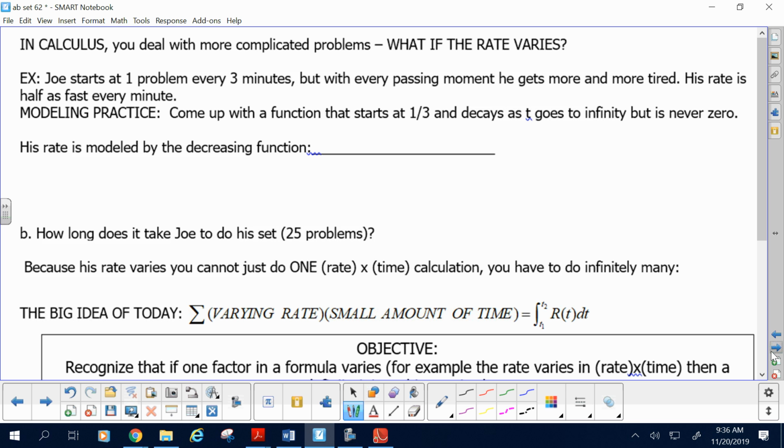So, in calculus, you deal with more complicated problems like what if the rate varies? Say Joe starts at one problem every 3 minutes. But with every passing moment, he gets more and more tired, and his rate is half as fast every minute. Would you give me an equation for his rate as a function of how many minutes have passed? Go. His rate is a function of minutes. Some people can just see the equation in their magical little minds, but some might start with the table, say, oh, let me do a few numbers to get a feel for what's going on.